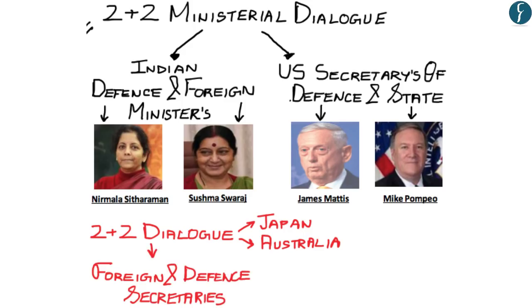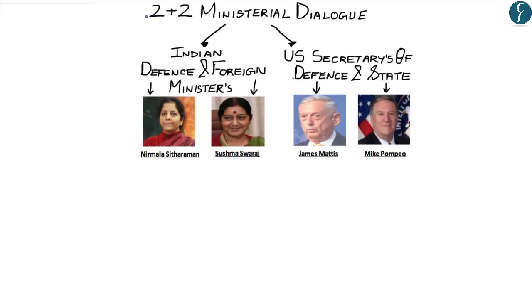So now hopefully you've understood the difference between the 2+2 ministerial dialogue between India and the United States and how it is different from the 2+2 dialogue that India has with Japan and Australia. Now let us understand what new contours have been agreed upon in the recent 2+2 ministerial dialogue between India and the United States.